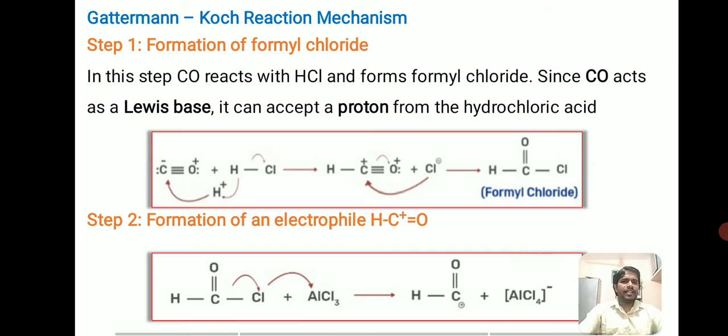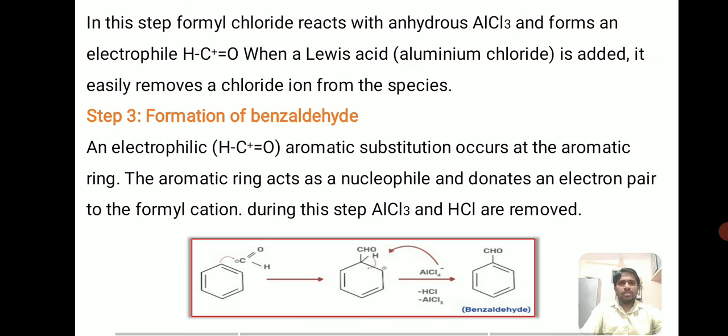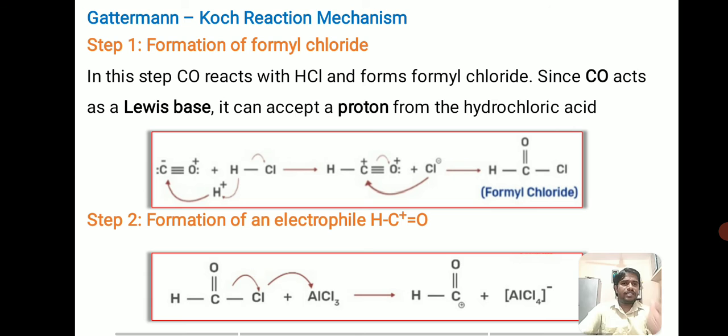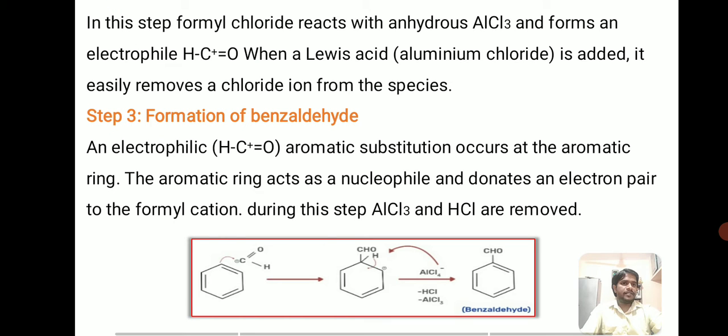What happened in the next step? Here the formation of an electrophile, that is HCO plus, takes place. See here, in this step, formyl chloride reacts with AlCl3, aluminum chloride, so that the formation of the electrophile HCO plus takes place, and it easily removes a chloride ion from the species, that is aluminum chloride.